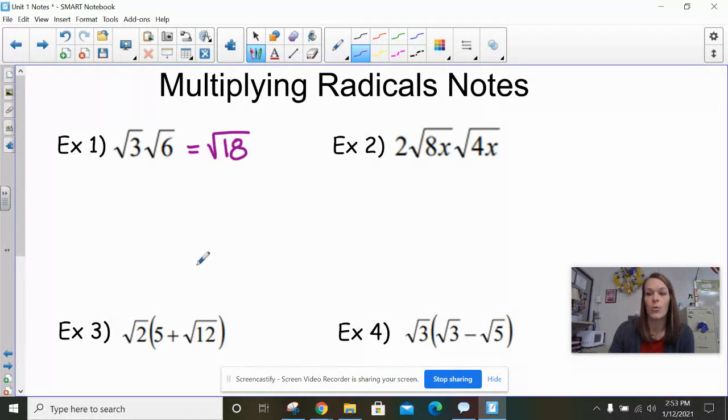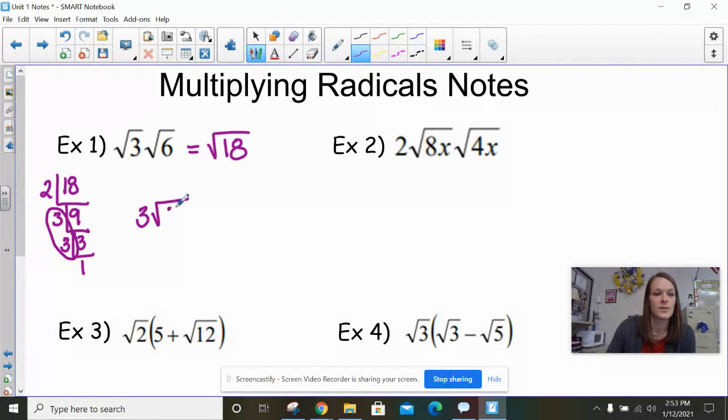Now once you've multiplied your stuff together, you then have to simplify it. So I'm going to do my 18 and simplify it. I know I can divide by 2 and get 9, divide by 3 and get 3, divide by 3 and get 1. I have a pair of 3's here, so that comes out and the 2 stays in. And that's your final answer there.